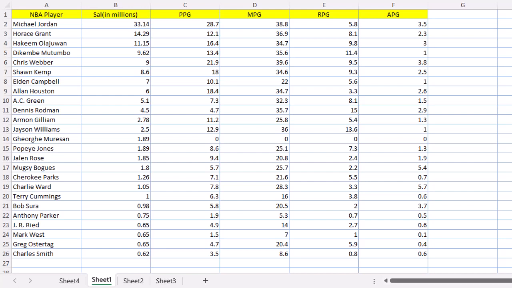We have the names of 25 NBA players some years ago. If you look at column B, you will see all of their salaries. You will see that there's a lot of differences in their salaries. The statistician isn't going to say differences, though. The statistician is going to say there's a lot of variance between their salaries, but it means the same thing.